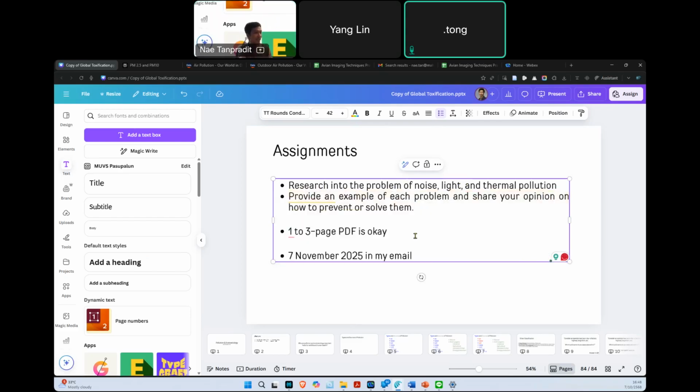What is the impact from this pollution that you want me to research? Just what is the cause and what's the impact? It's okay. Not only in your country, you can select any example in the world.